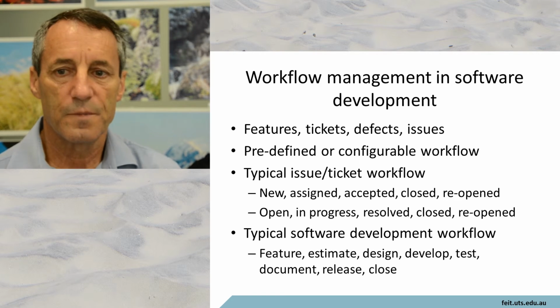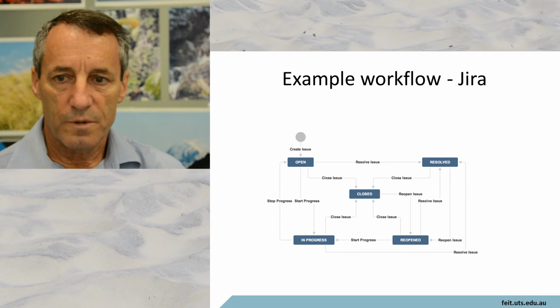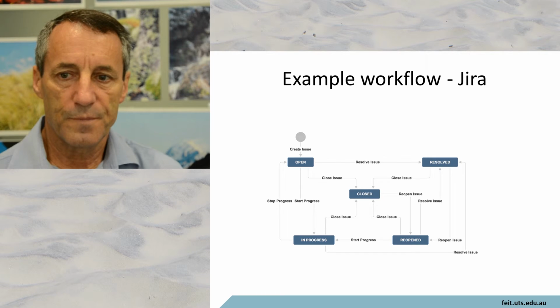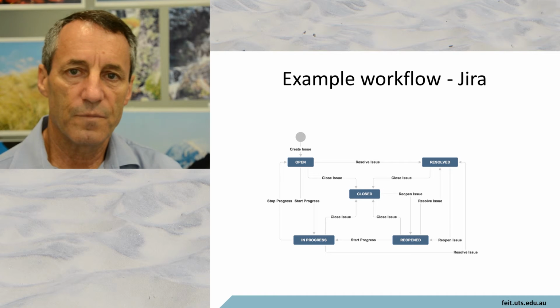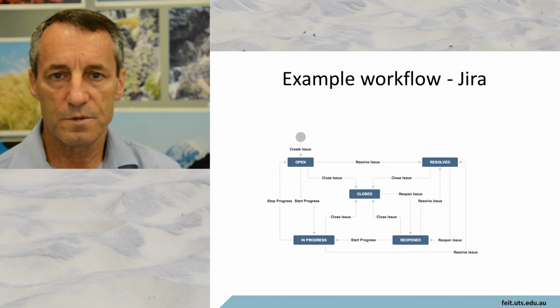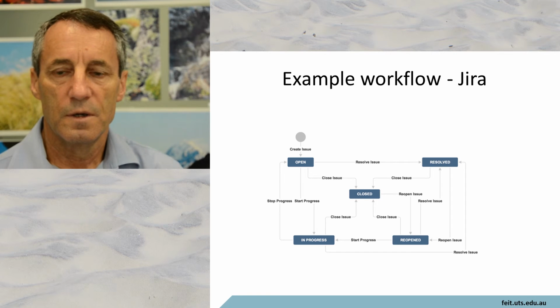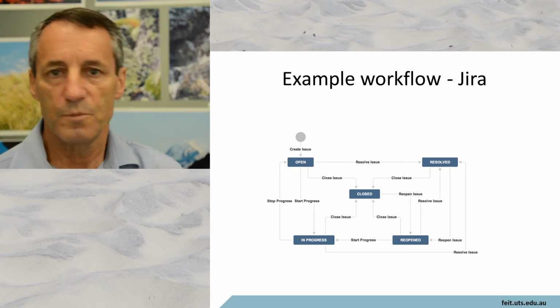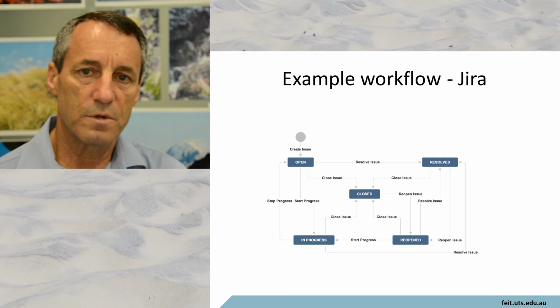usually state-based. One of the more popular in the world at the moment is a tool called JIRA, and they have, I think, about 5 states. The initial one of the states is open, so a ticket is open. It's in progress. It's closed. It can be reopened, and it can be resolved.